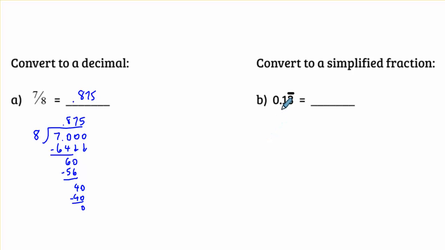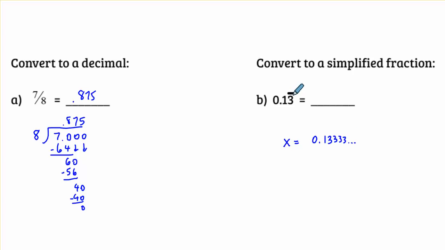Okay, this one we're changing into a fraction. And so since it's repeating, we need to use our kind of funky, weird method. All right, so right now it's 0.13 and the bar is just over the 3. So I'm going to write a few 3's just to get the sense of what's happening.